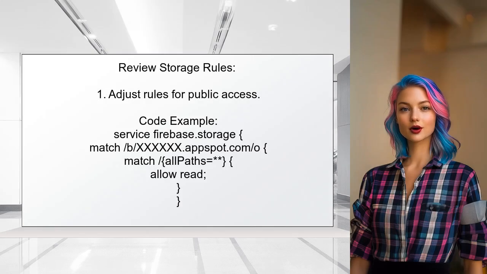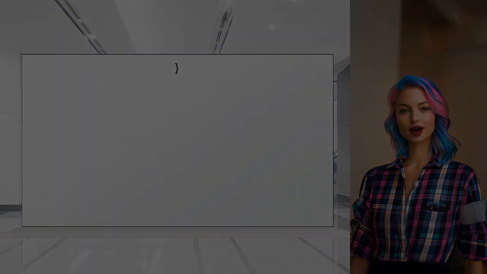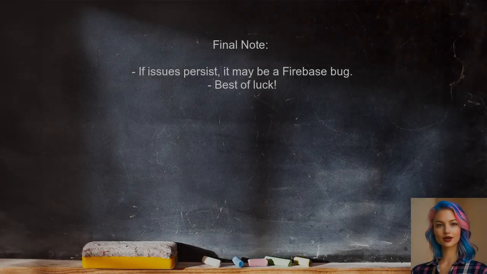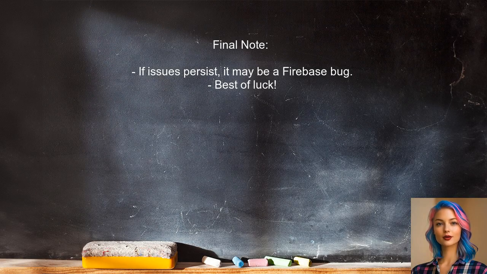Additionally, they mention reviewing your storage rules. If you have restrictive rules, like allowing read access only for authenticated users, you may need to adjust them to make files publicly accessible. They provide a code snippet for making all files in a path public. If you've checked both CORS and storage rules and still face issues, it might be a bug in Firebase.